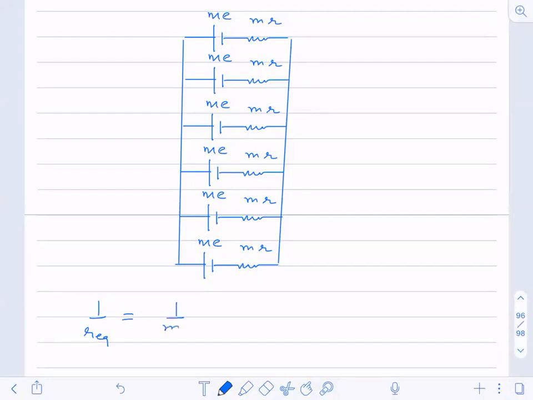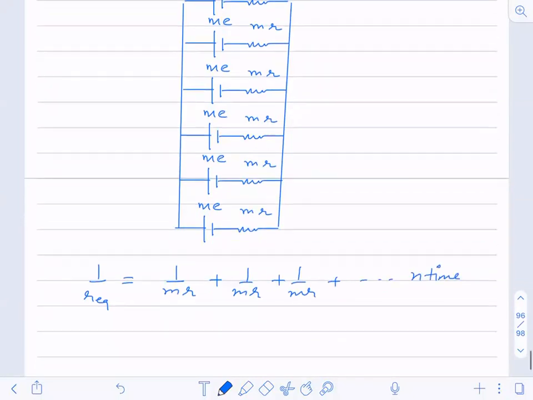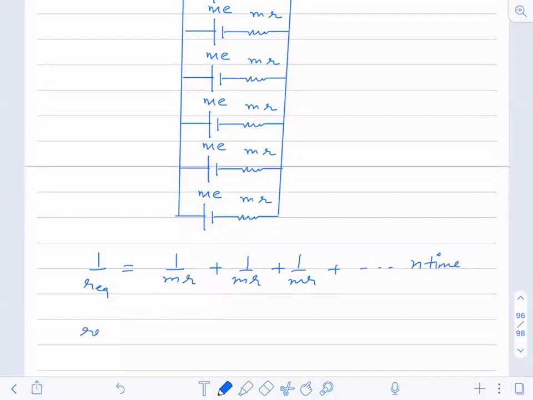I will be writing it as 1 by MR plus 1 by MR plus 1 by MR. How many times shall I write this? N times I will write. Okay, so better writing it n times. What shall I do now? R equivalent is MR by N. Okay, this is what I will be having. So this is equivalent resistance now.